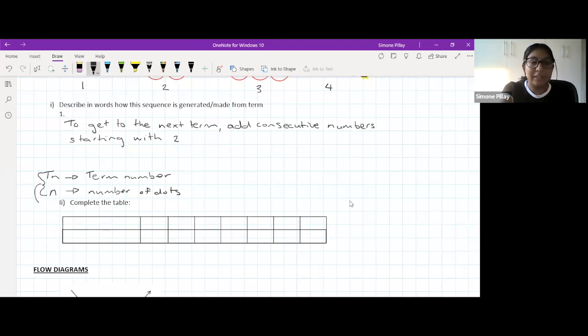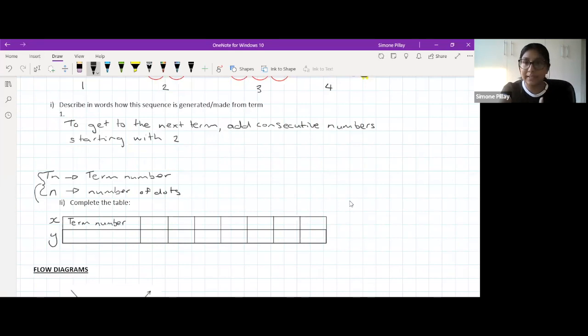So again, what did we say, everybody? We have my X at the top. My X is my inputs. My Y is going to be my output. Let's think about what we just said. X is my independent variable. What is independent in here? Is my term number independent, or is the number of dots independent? I think that is going to be my term number. Why is it my term number?